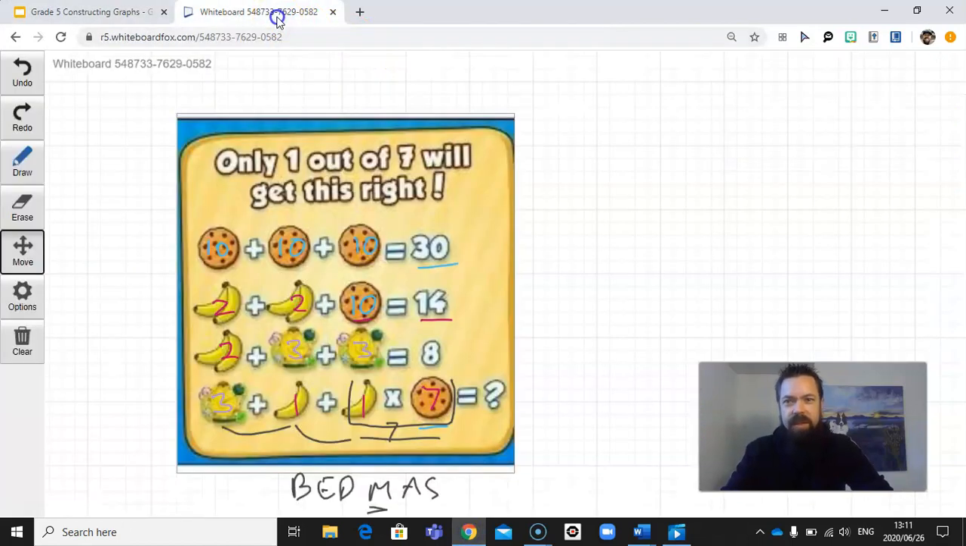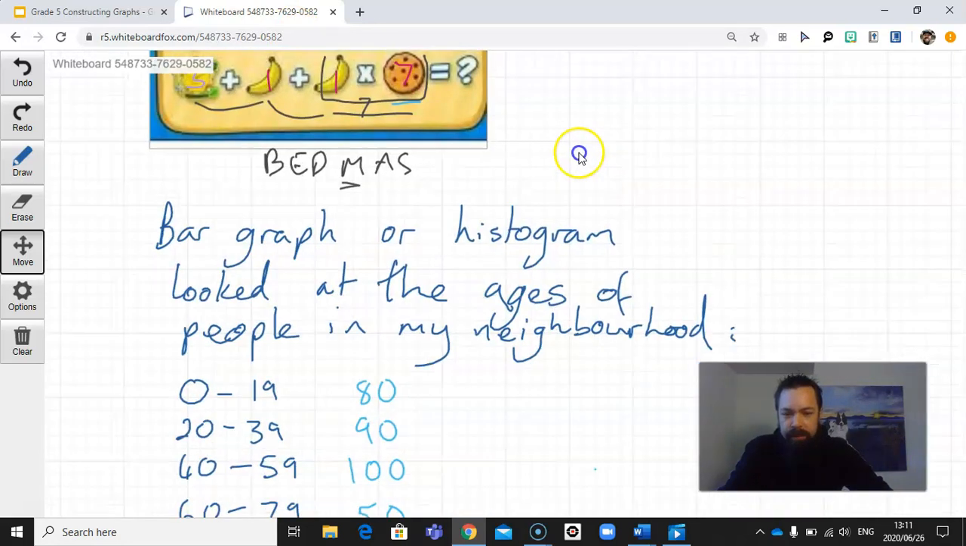So I must just say apologies for not realizing I was leaning in front of the camera when my hair got in the way when I was doing those bars. Anyway, so that's constructing a bar graph.